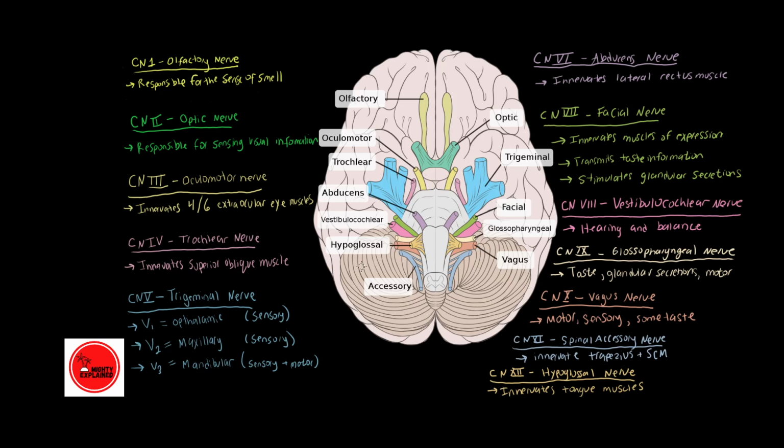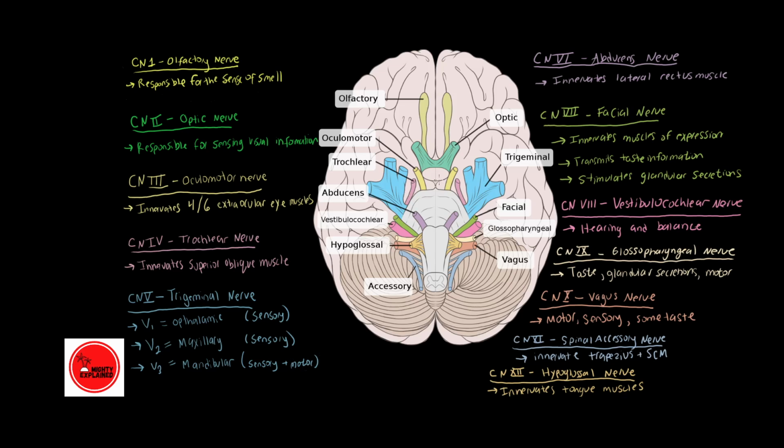Next, we have the trigeminal nerve or cranial nerve 5. The trigeminal nerve is split into 3 divisions. The main thing that you should know about the trigeminal nerve is that all 3 of these divisions convey sensory information. Although the mandibular division, V3, is also involved in conveying motor information to the muscles of mastication, also known as the muscles that help you chew. So the trigeminal nerve conveys sensory information and motor information to those muscles of chewing.